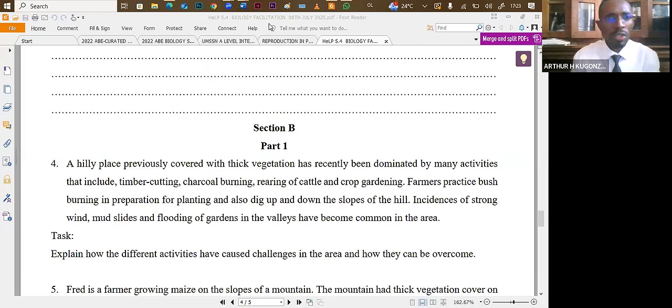Sharon is asking a very good question: can't I use any additional knowledge apart from the scenario? Now, you cannot use any additional knowledge apart from what is given in the scenario. There is a reason why they have given you that scenario. That scenario is the point of reference.